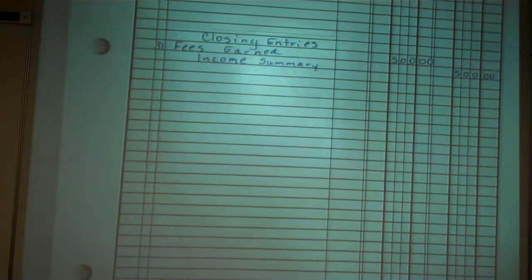I mean, all of it, the closing entries. It should just go right under the adjustments. You should have enough room. Okay, adjustment.